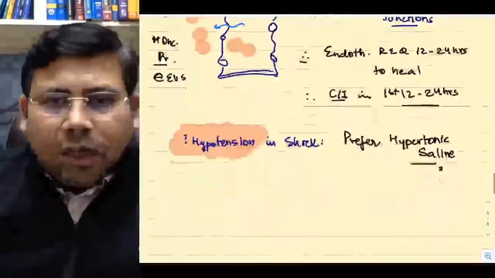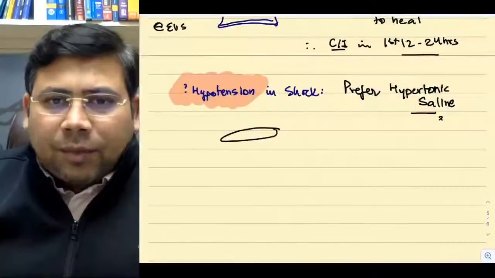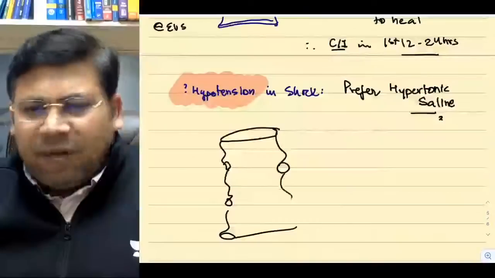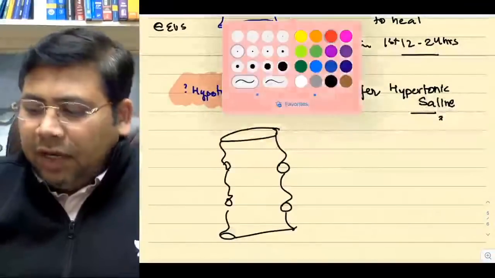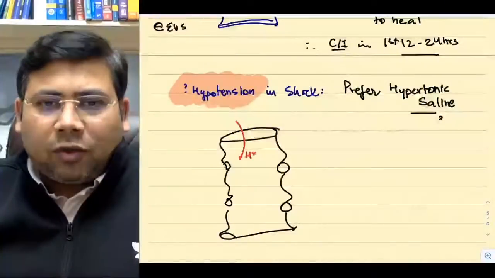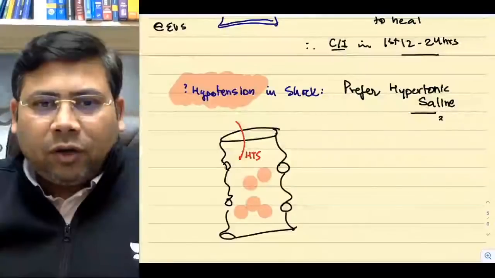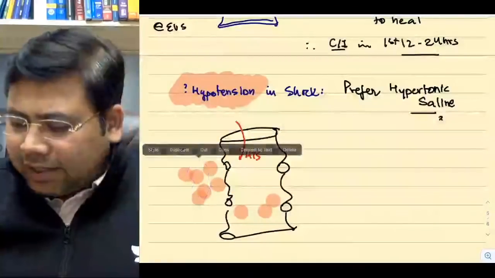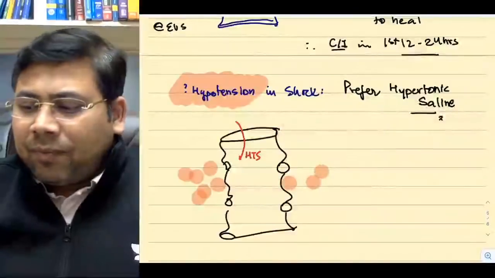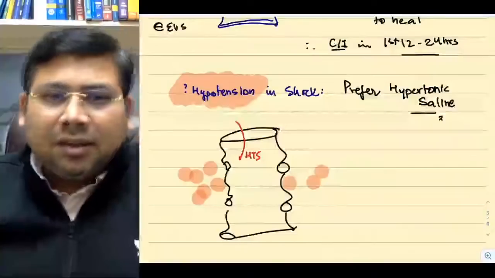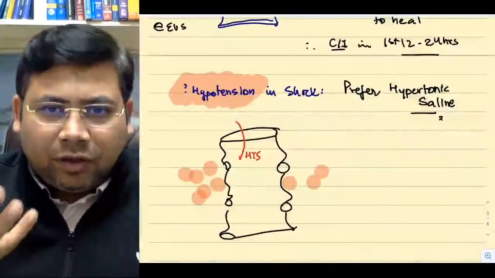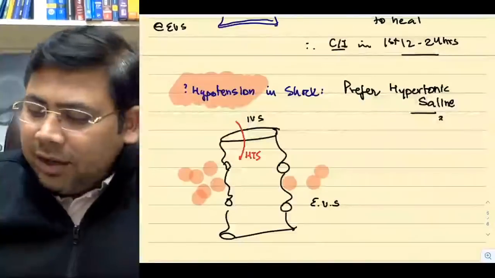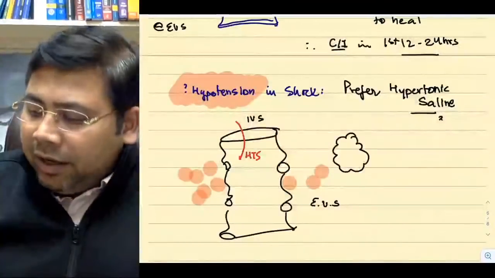So can you tell me? Now let me tell you. This is a patient of shock. Same patient, everything is same. Now you have given hypertonic saline. Now these are the hypertonic saline molecules. Now you must be thinking, sir, won't they escape out? Yes, they will also escape out. So this is a patient of shock, and shock means there is hypoperfusion. There is a demand of fluid. So this is the intravascular space. This is the extravascular space. And there is one more compartment.